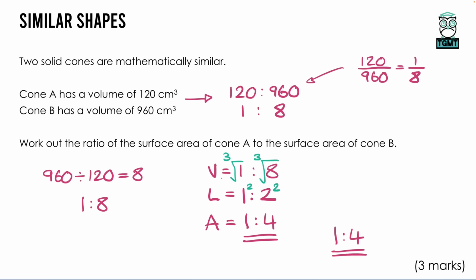You just need to be aware you can't jump straight from volume to area and straight from area to volume. You do have to go down to length. So had we had an area scale factor to start with, we'd have gone down to length by square rooting, and then we'd have gone up to volume by cubing. So essentially exactly what we've done here, but the squaring and cubing would be slightly different because we'd be going from area to length first, which would be square rooting, and then go to volume, which would be cubing. And there we go, that is our similar shapes question.